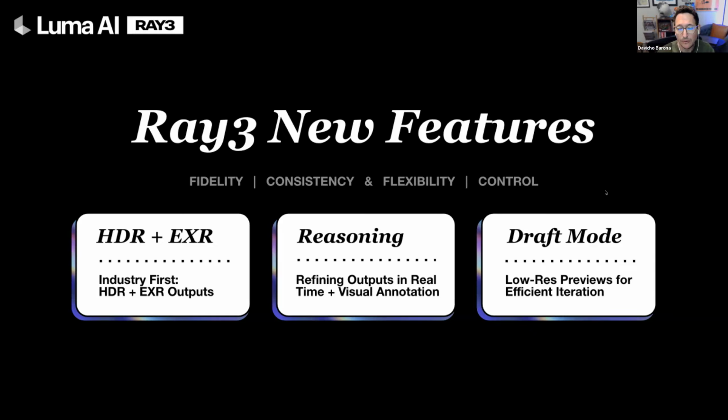Then the reasoning model, the way that it's able to judge and refine its own outputs in real time, going through step by step and trying to figure out what it is that you want before generating something final. Also added to reasoning is visual annotation, allowing you to scribble on the actual start frame, telling the model where to go, what to do, what elements to bring in, and how to animate different things.